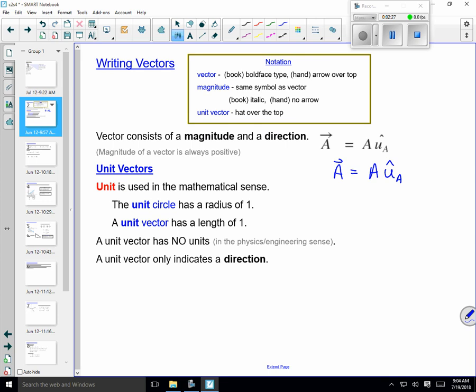So how would you calculate a unit vector? I would take that little equation right there and I'd solve for the unit vector. So the unit vector in the direction of A is equal to the vector A divided by the magnitude of A. And that's how you calculate a unit vector. That's how I would find that unit vector.